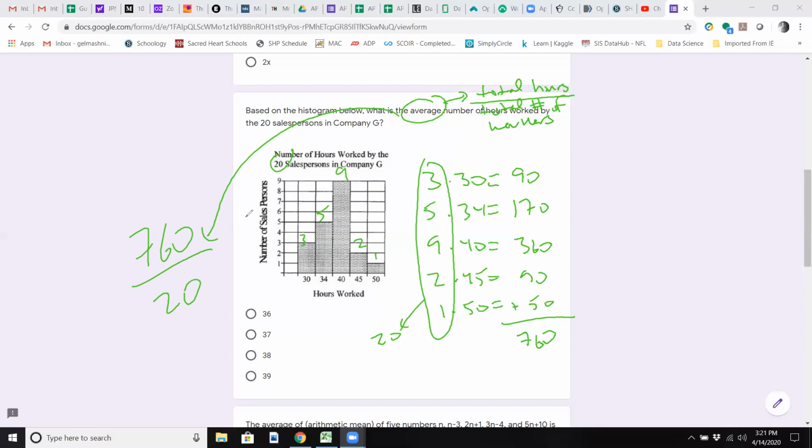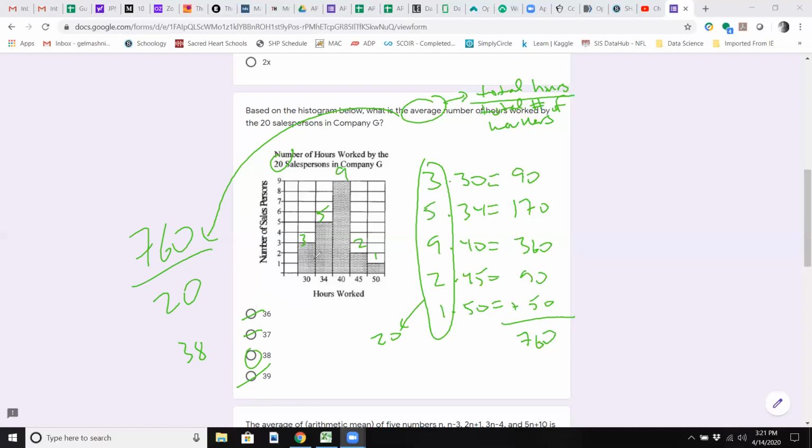760 divided by 20, so you get 38. It's not hard. The math's actually pretty easy there. Just have to realize what average is, that's what you're doing, and how to read the chart carefully. And we call this a histogram or frequency bar chart. Bar charts, obviously you see bars there, and frequency showing how often each of those things happen.